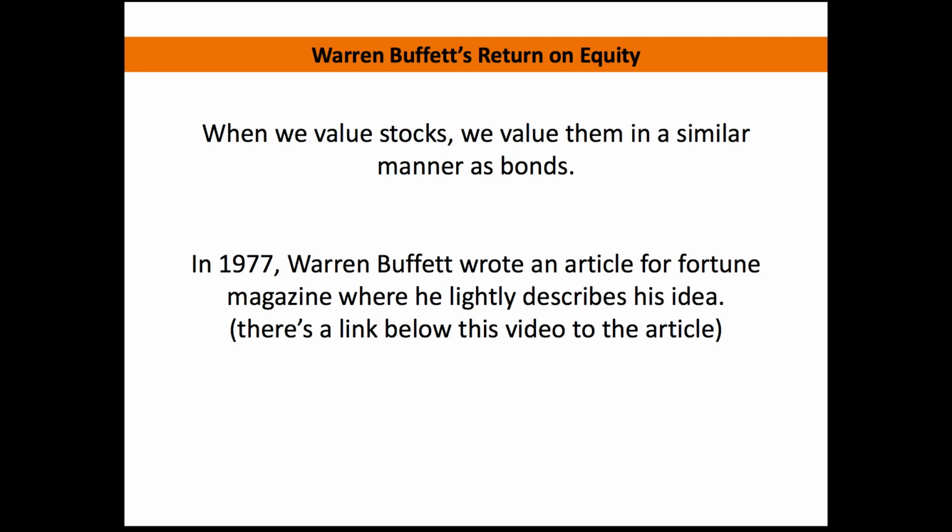In 1977, Warren Buffett wrote an article for Fortune magazine, before he became really famous and well known as a stock and bond investor. Back in 1977, he was right on the cusp of becoming well known, and that's when he wrote this article. I have a link to this article at the bottom of this webpage on the Buffett's Books website. If you just click on that link, I highly recommend reading it.